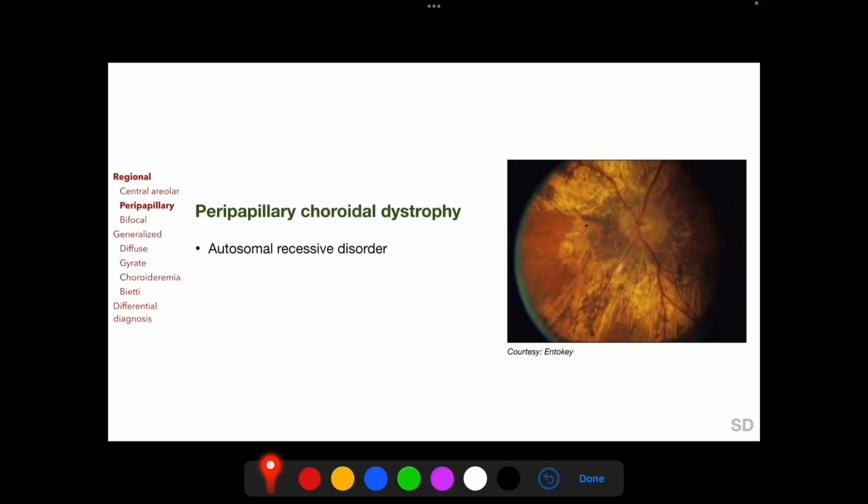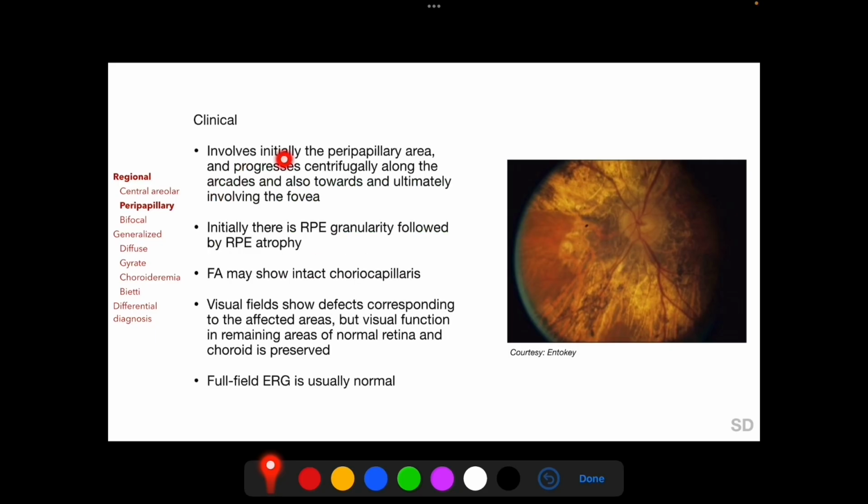Peripapillary choroidal dystrophy is an autosomal recessive disorder which initially involves the peripapillary area as seen here in this color photograph, and then progresses centrifugally along the arcades and also towards and ultimately involving the fovea, and only when the fovea is involved, the patient complains of loss of central vision. Full field ERG is usually normal in this condition.